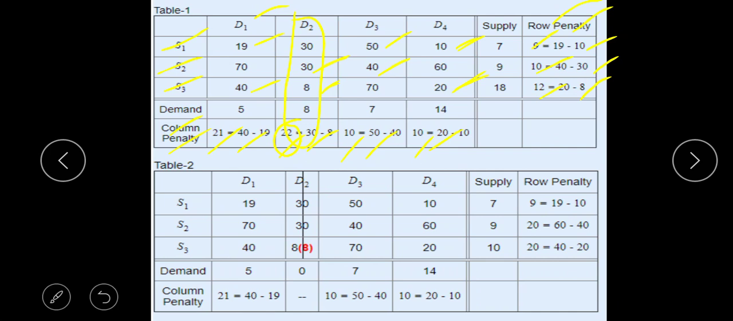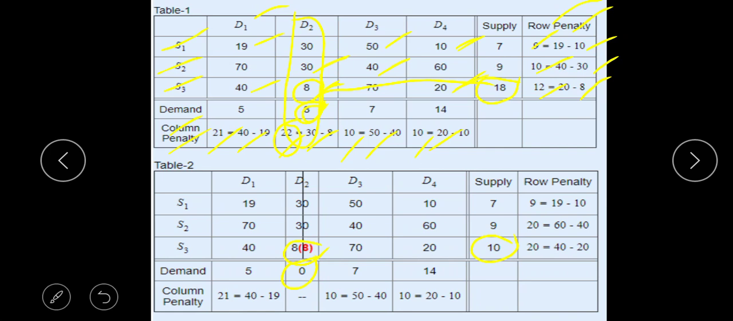Now among D2, to which cell we have to allocate? We have to allocate to this cell because it is the least cost. Now corresponding to 8, what is supply? 18 units, demand is 8 units. So maximum how many units I can allocate? I can allocate 8 units. So when I allocate 8 units, demand of 8 will become 0. See table 2, I have allocated 8 units. So 8 units of demand became 0 and 18 units of supply became 10 units of supply.